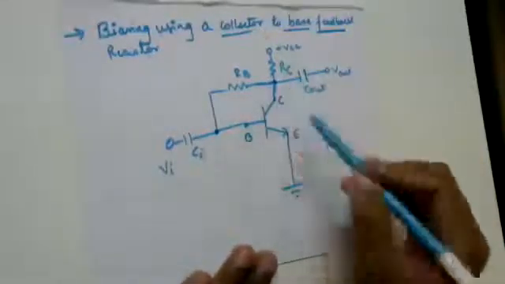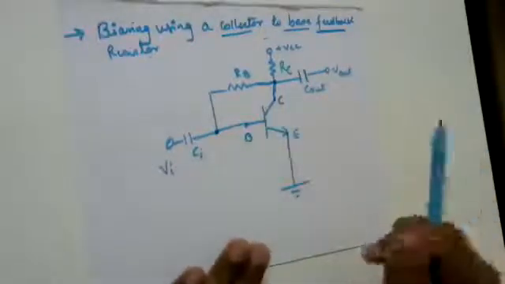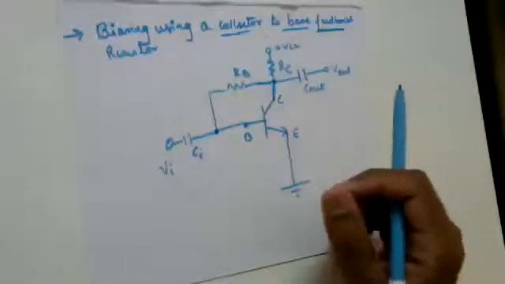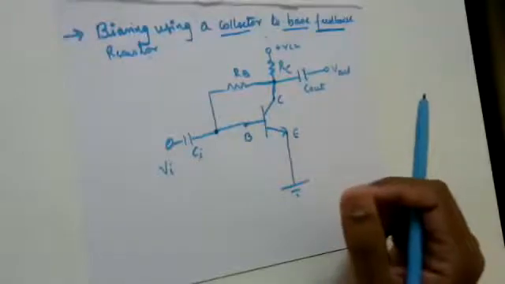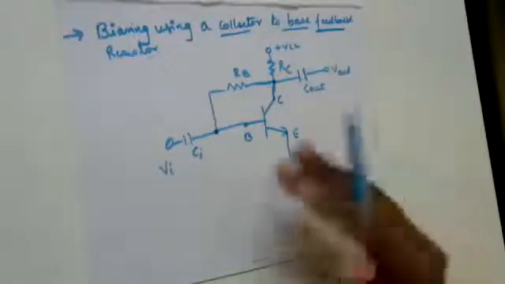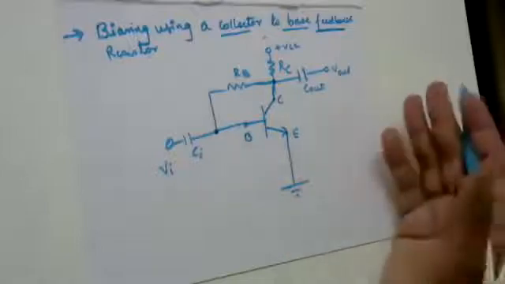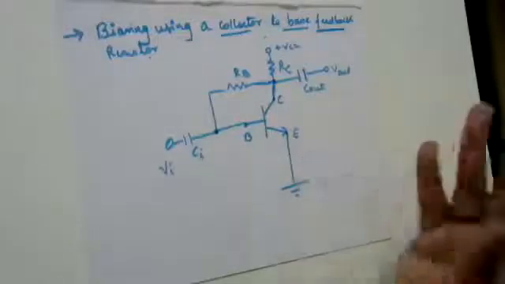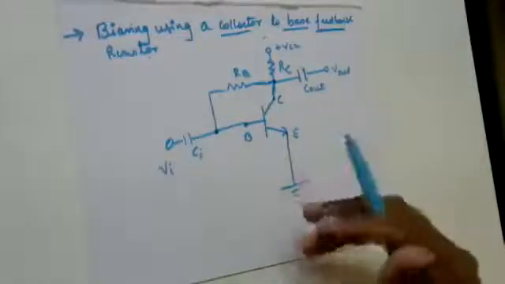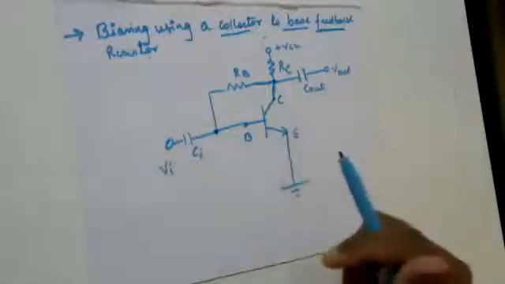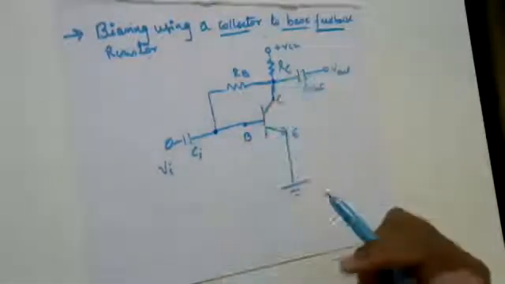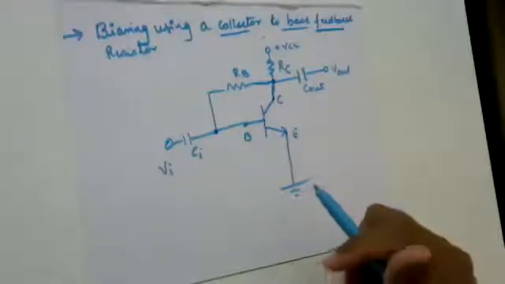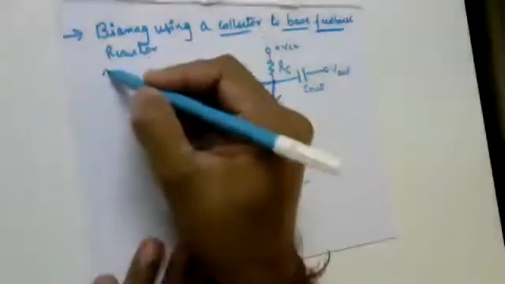Now we have to analyze this circuit. You may be feeling, sir, in the previous topic, that is the voltage divider circuit or classical discrete biasing circuit, we were able to interact about how to set the Q point, and the emitter resistance RE was providing the negative feedback in the circuit. Then why are we using this topic, biasing using collector to base feedback resistor? What's the necessity of this topic?